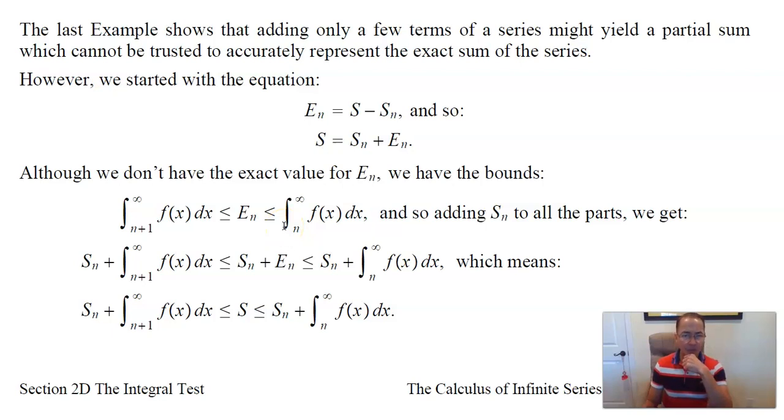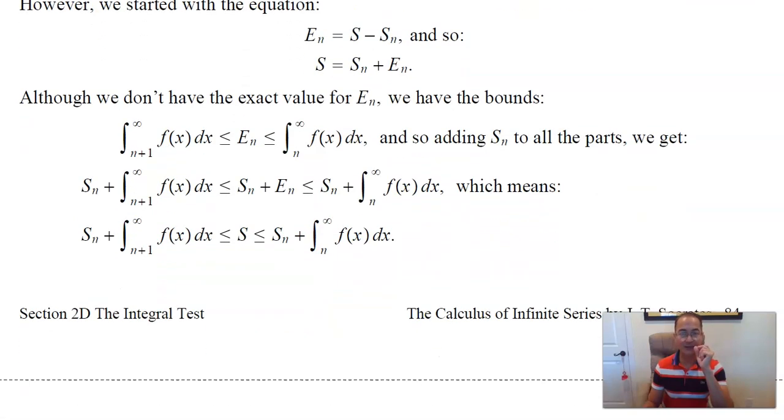Okay? So if we add S sub n to all the parts of this inequality, then we'll get S sub n plus E sub n in the middle. And we'll get this number on the left and this number on the right. Okay, but of course, this is exactly S. So the exact sum of our series is in between these two numbers. Okay, let's draw a picture.